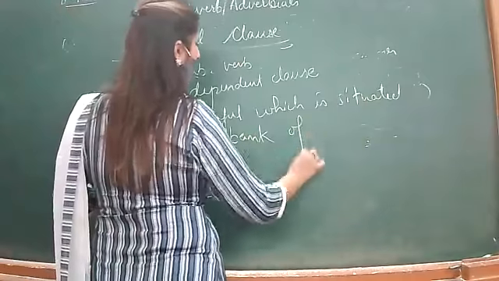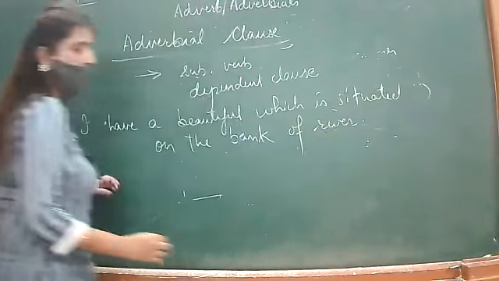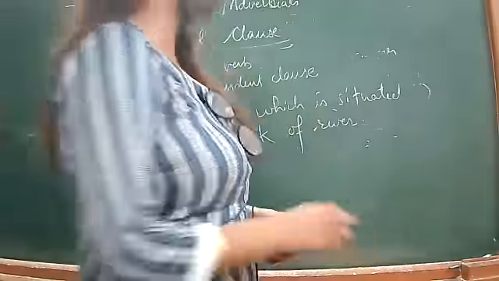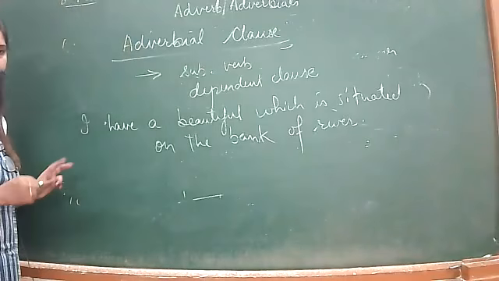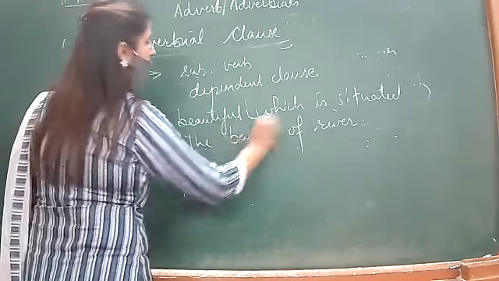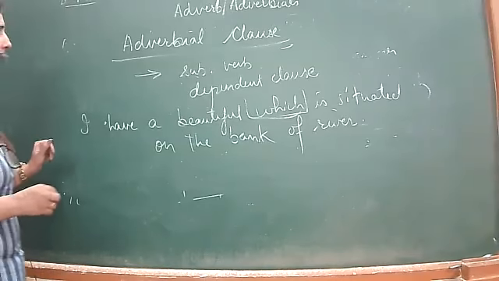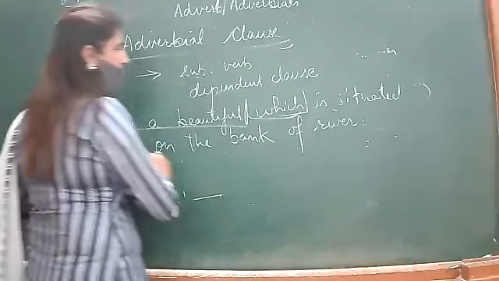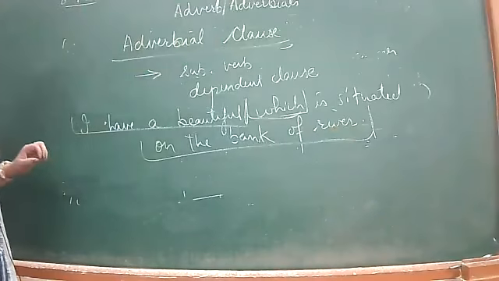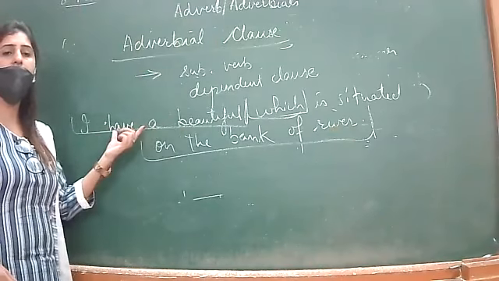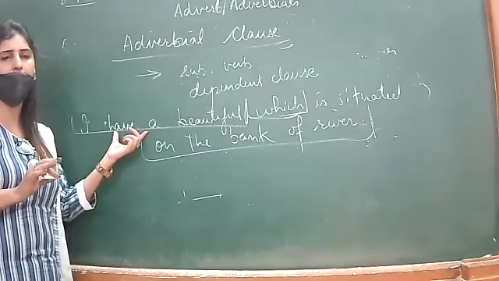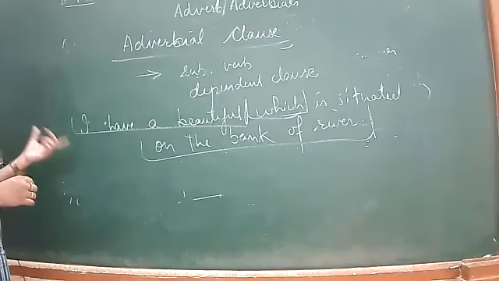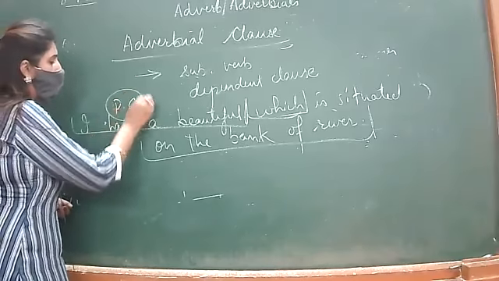I have a beautiful house which is situated on the bank of the river. In this case, remember there are two sentences joined with the help of the conjunction which. I have a beautiful house, and which is situated on the bank of the river. I have a beautiful house is complete in its meaning. It need not depend on any other sentence or part of a sentence to complete its meaning. So this is the principal clause.